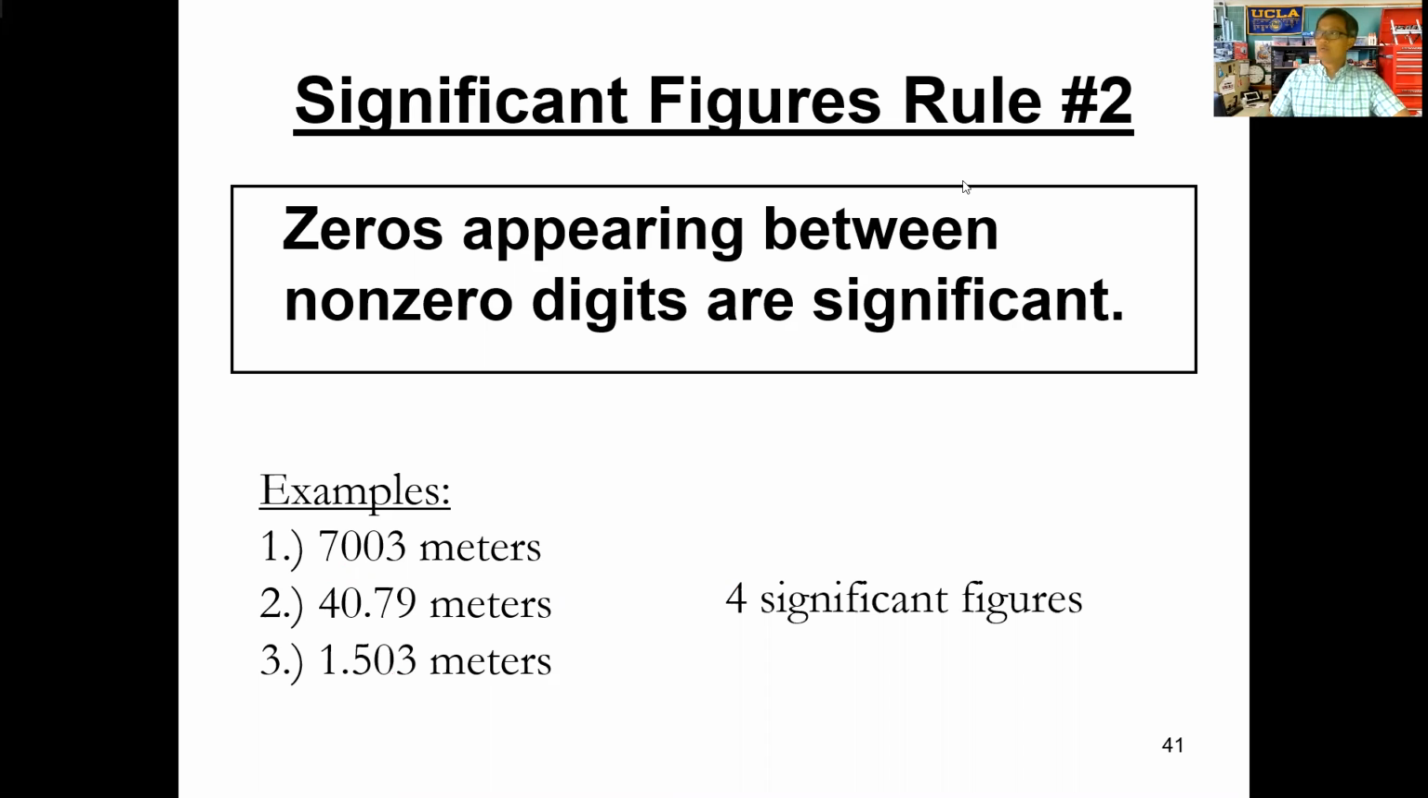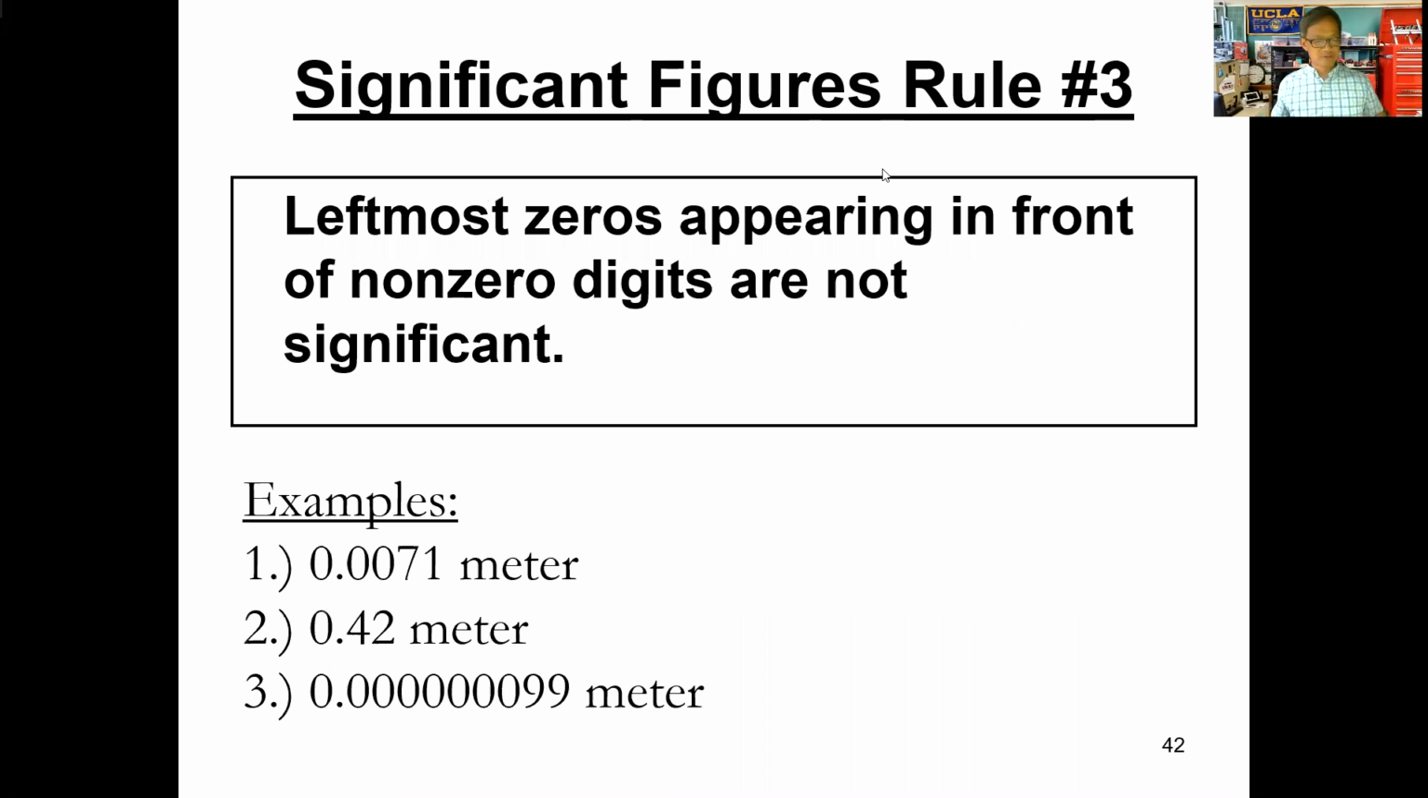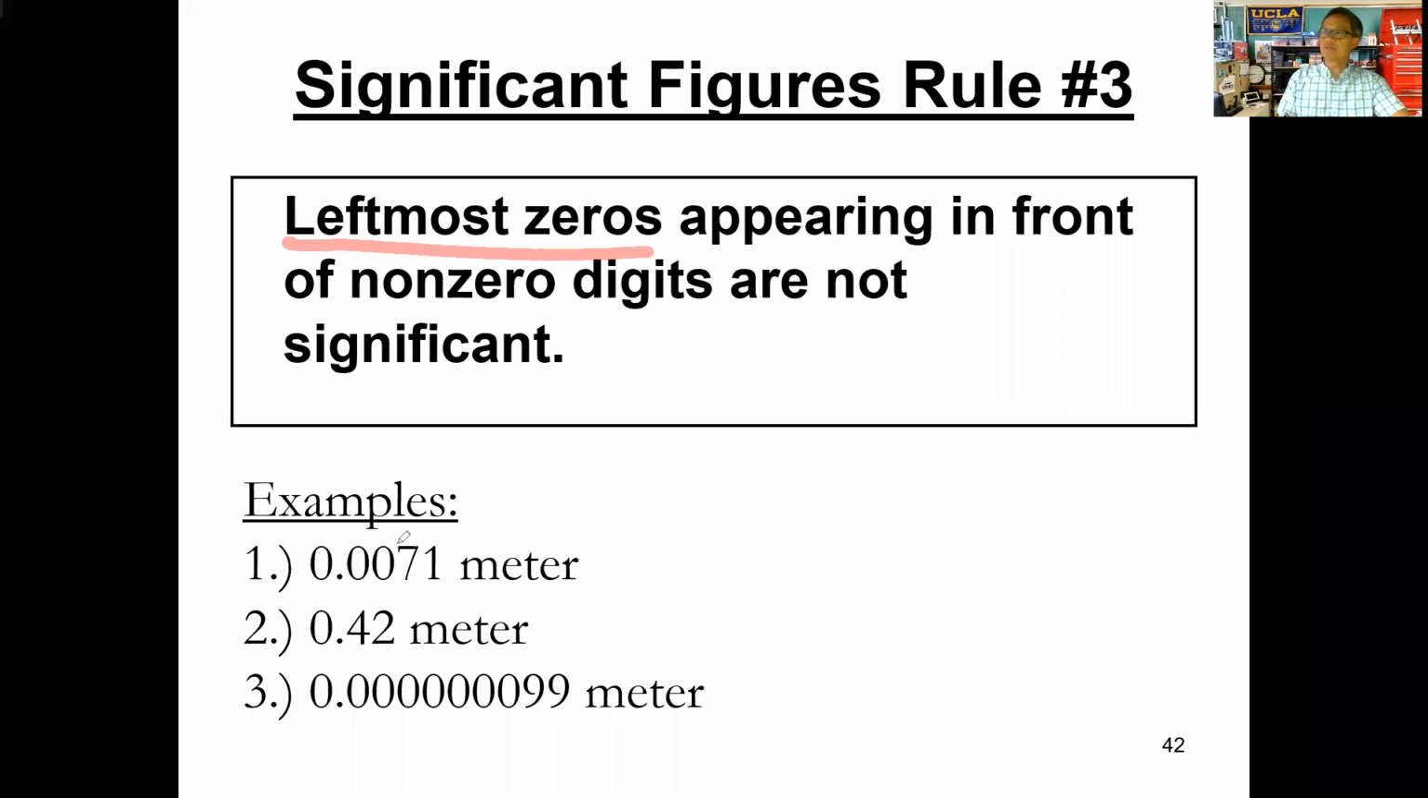All right, let's take a look at rule number 3. Rule number 3 deals with zeros that I refer to as the leading zeros. These are the leftmost zeros. These are the zeros that come before the first non-zero digit. So when we talk about the leftmost zeros, these are the zeros that are furthest to the left.